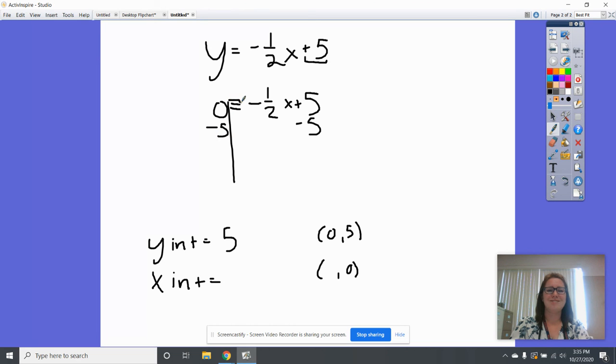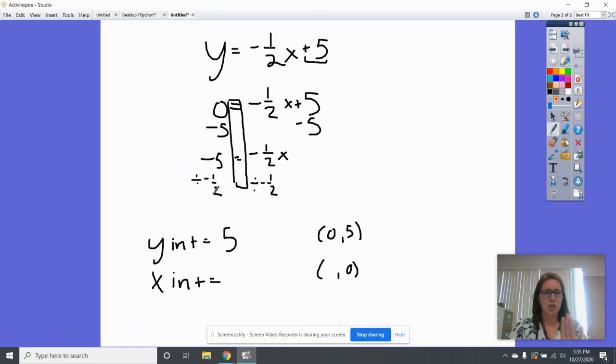Oh, I forgot my wall. Now we have negative 5 equals negative 1/2 x. And I'm going to divide by negative 1/2 on both sides. Now, when you're dividing by fractions, be careful because dividing by negative 1/2 is not the same as dividing by 2. So just be careful because actually negative 5 divided by negative 1/2 equals a positive 10. So our x-intercept is 10, which is 10, 0. So that is x and y-intercepts of linear graphs.